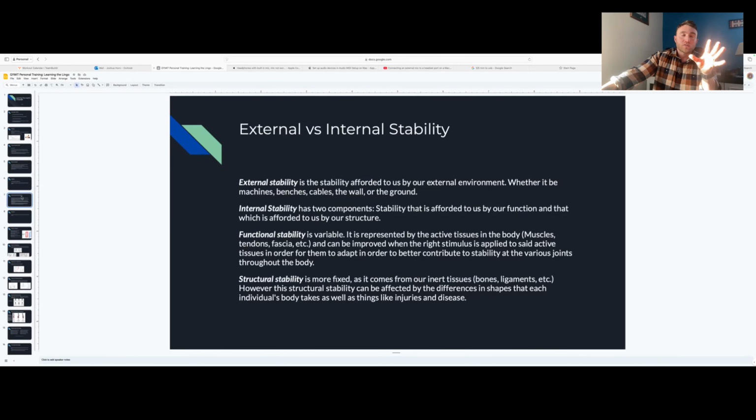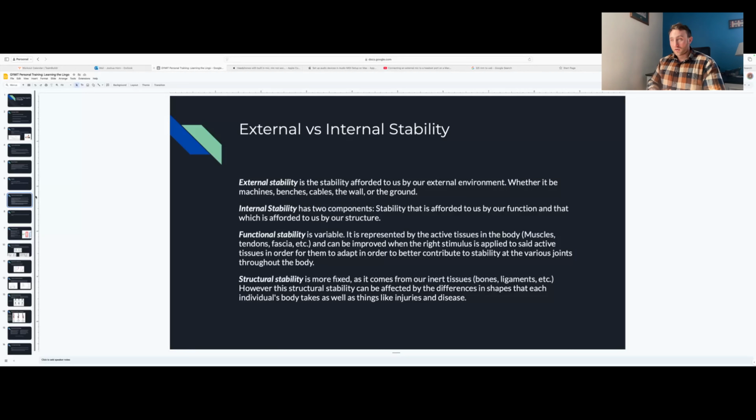Before we even get to that, when we talk about the types of stability, like I said before, there's external stability and there's internal stability. We can think about functional stability, and we can think about structural stability. I'm going to go through all those right now. So external stability is what is afforded to us, like I said, by our external environment. So it could be machines, benches, cables, the wall, or the ground. Anything that gives you something to lean on, in a sense.